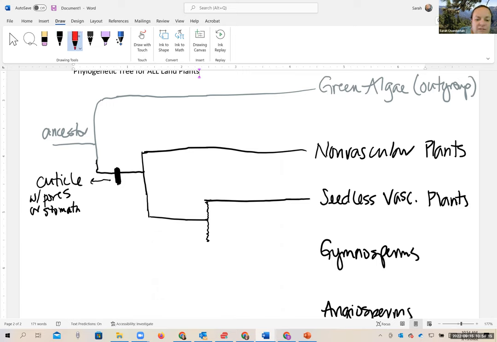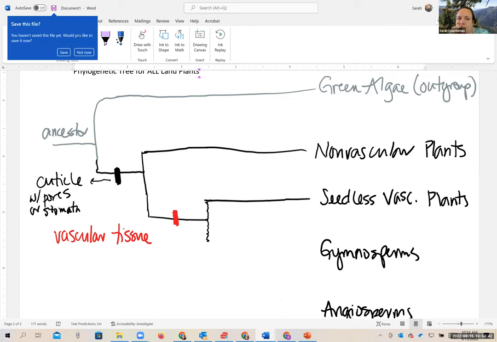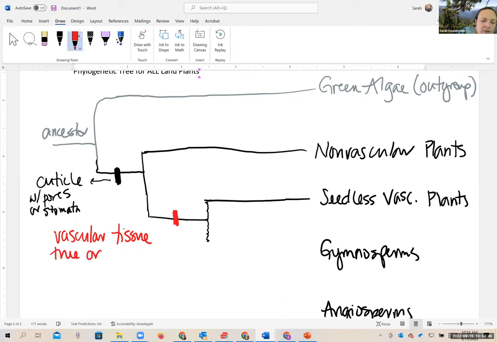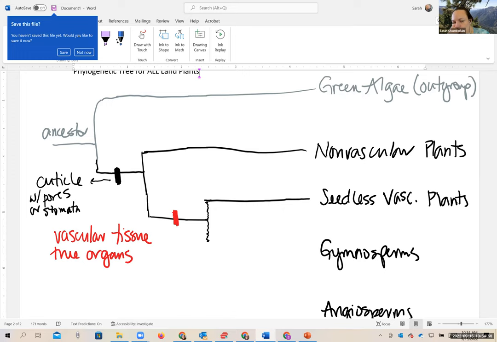I'm going to change color, not because it matters, but just so it's easier for you guys to see on the screen. So what's the new hotness for seedless vascular plants? What characteristics am I putting there at that little hash mark? Vascular tissue. Right. So first of all, vascular tissue. What else? True plant organs. On my list, I have that we wrote vessel elements. So that's the fancy vascular tissue in some of them. We're not going to worry about that right this second. Okay.